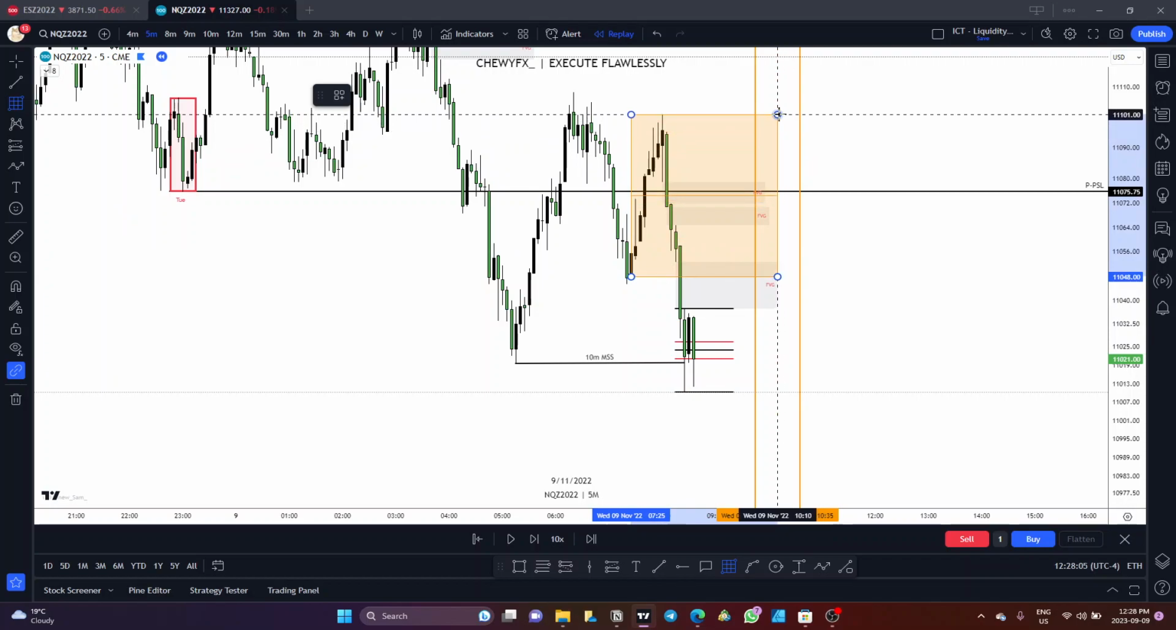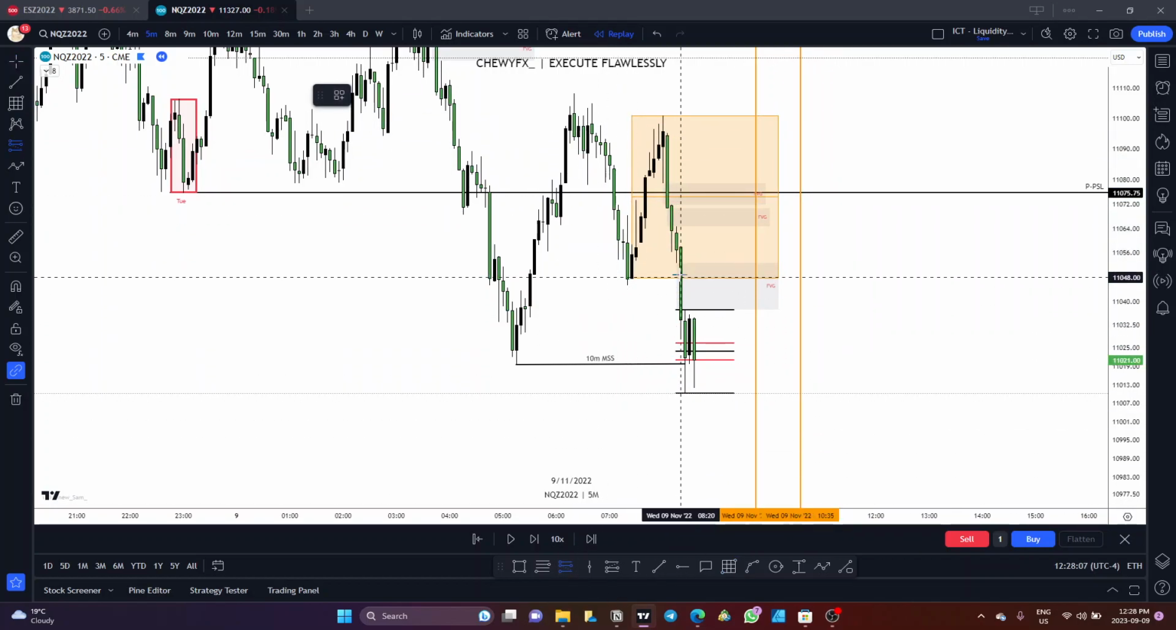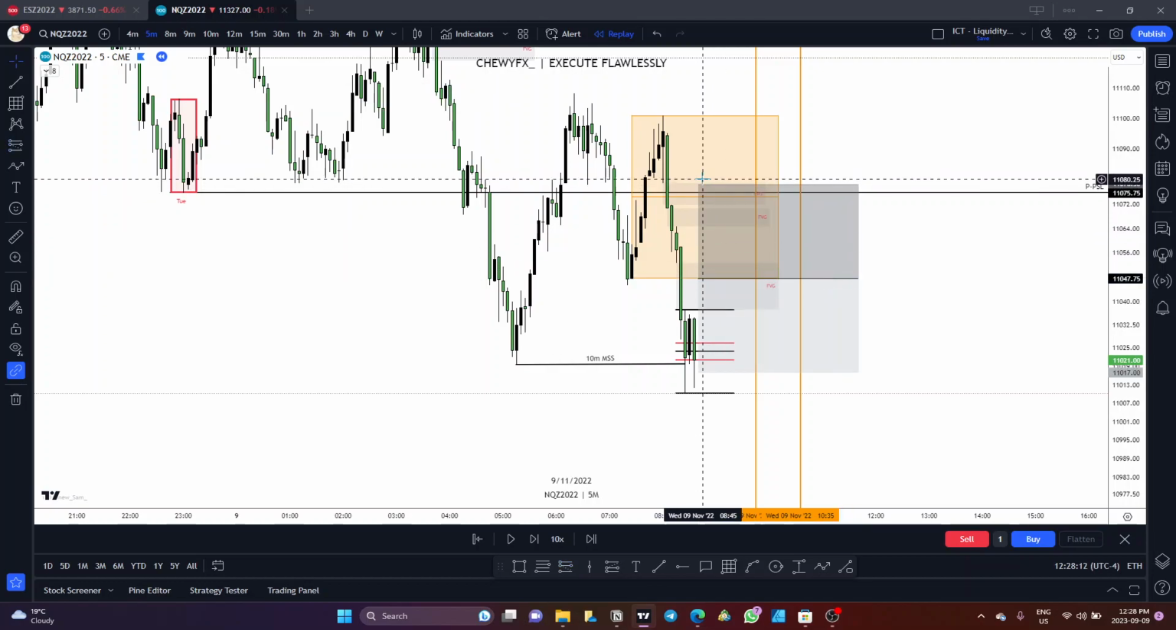So now we want to mark up this order block here. Let's see the size of that order block to see if it fits our criteria.